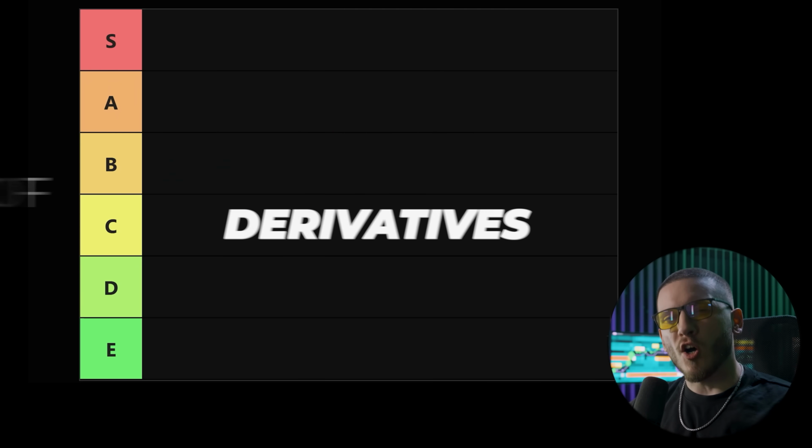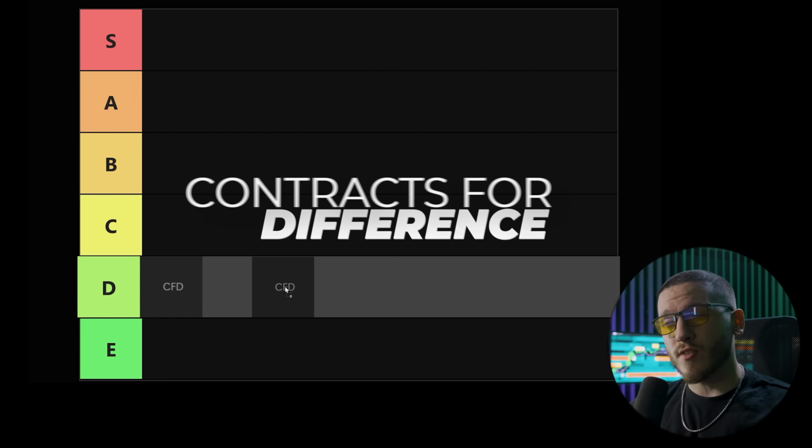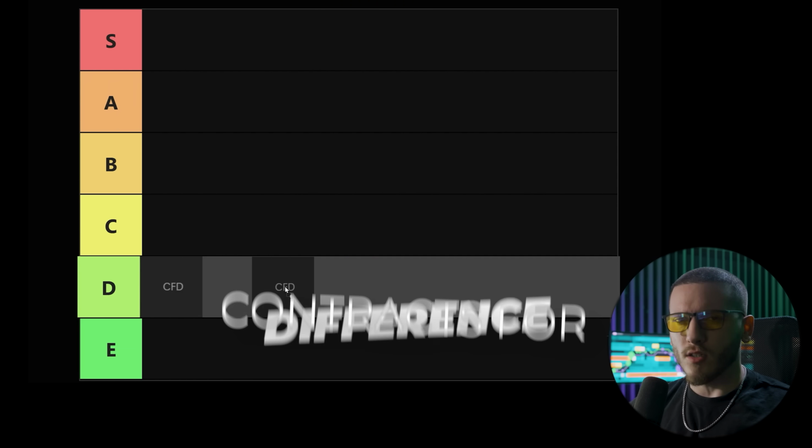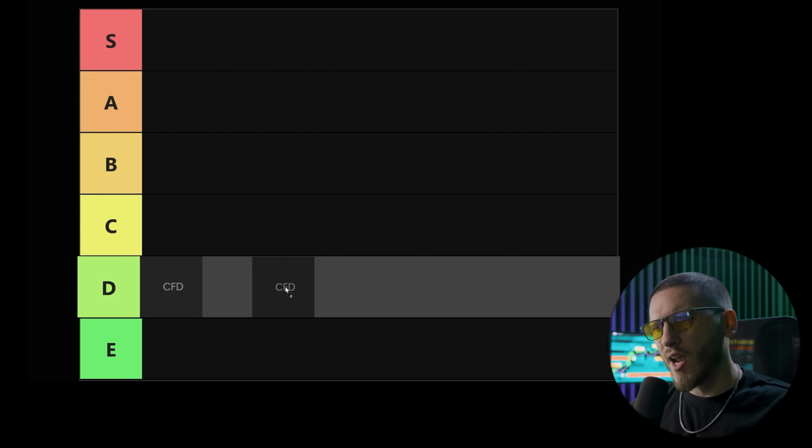Let's start with the type of contracts. And let's start with one of the most common ones, which is CFDs. CFDs, or contracts for difference, are unregulated, low quality, low grade, shady financial assets. Most professional traders just laugh at them. They have some advantages, but most of the brokers are absolutely shady and scammy.